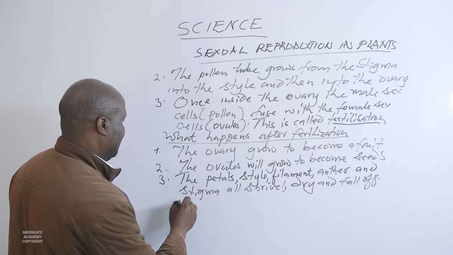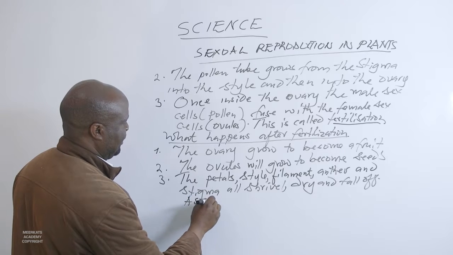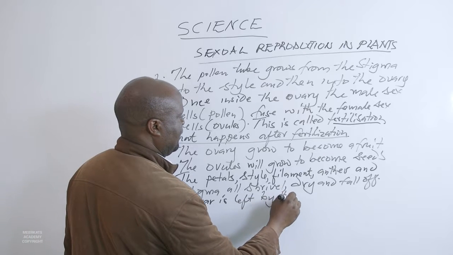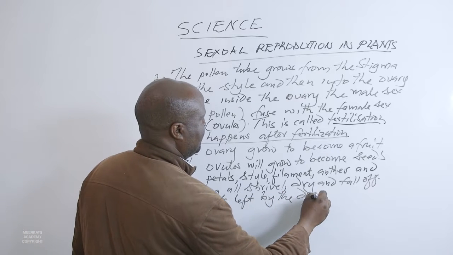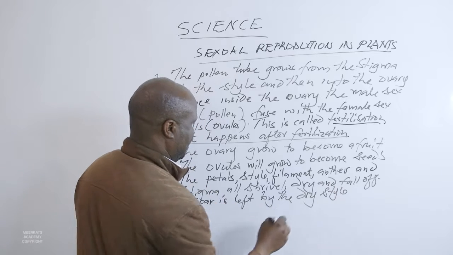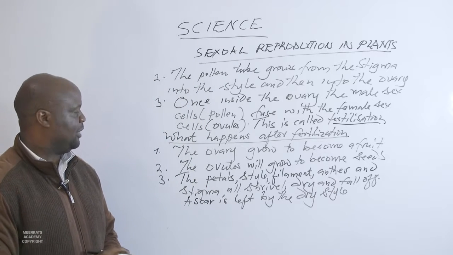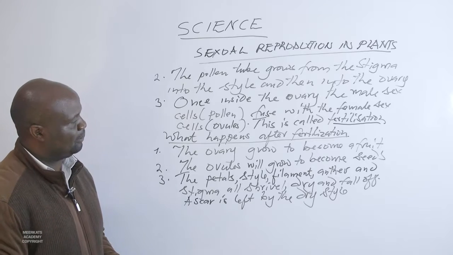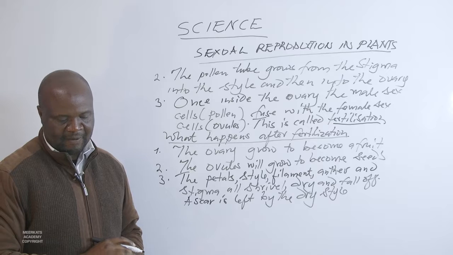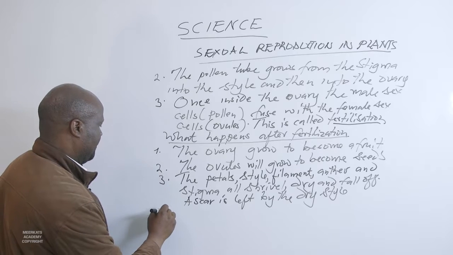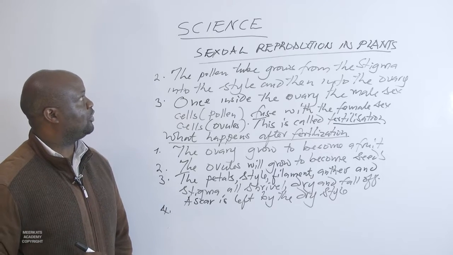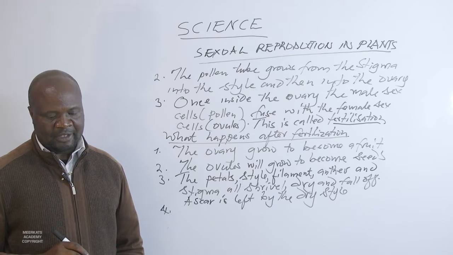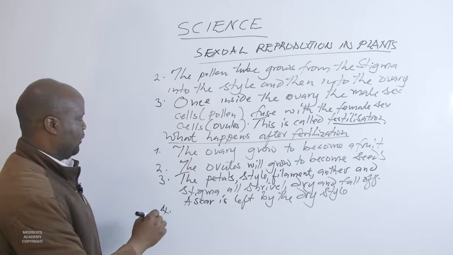We are told a scar is left by the dry style. A scar can only be traced. A scar is left by the dried up style. Then the fourth action that happens after fertilization: the flower stalk becomes the fruit stalk.